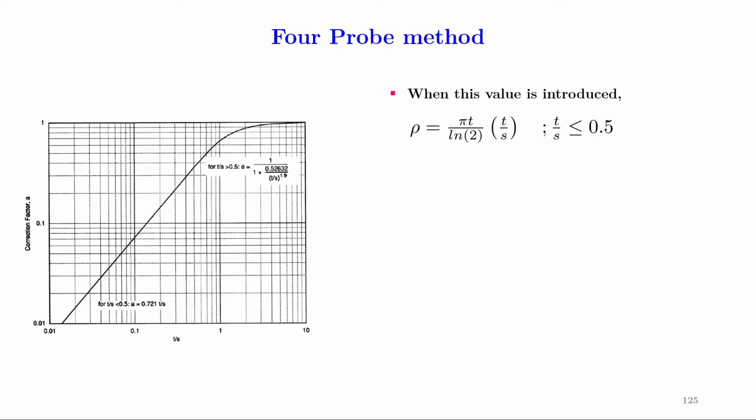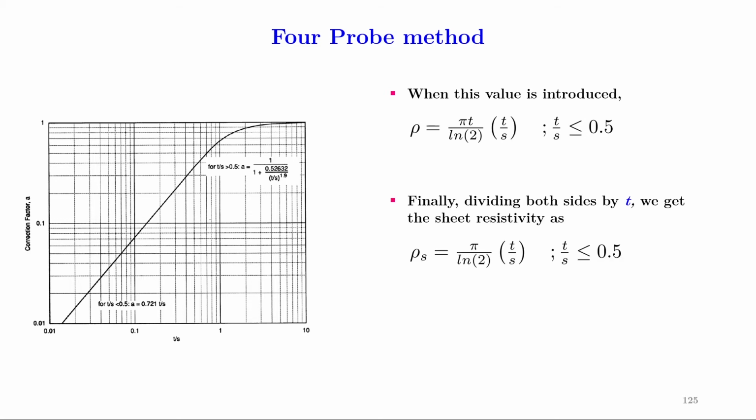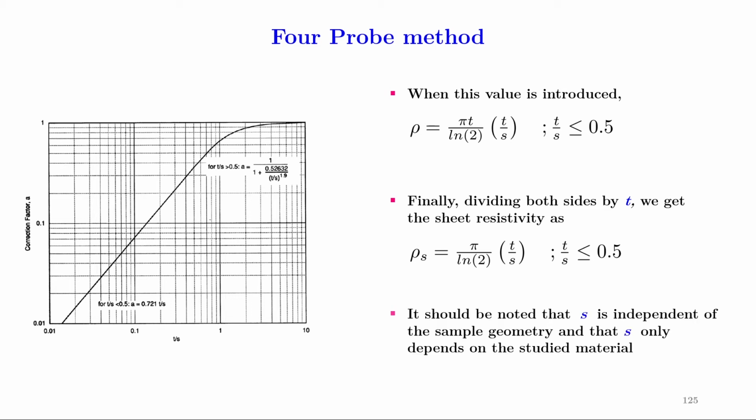When this value is introduced, the resistivity becomes ρ equal to pi t over natural logarithm of 2 times t by s, where t by s is less than or equal to 0.5. Finally, dividing both sides by t, we get the sheet resistivity as ρs equal to pi over natural logarithm of 2 times t by s, where t by s is less than or equal to 0.5. It should be noted that ρs is independent of the sample geometry and only depends on the studied material.